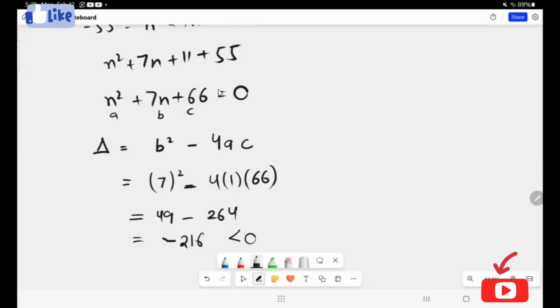Therefore, we do not have any real roots here, and we cannot define the factorial of complex numbers, so n equal to 4 is the only solution.